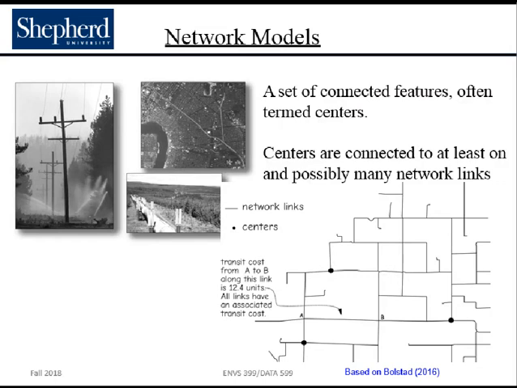Networks are a set of connected features, often termed centers. Centers are connected to at least one and possibly many network links. Links form a network that may have many attributes that specify the flow, and this could be something like a transit cost. Types of problems we might use with network analysis include route selection, resource allocation, territory allocation, and traffic modeling.